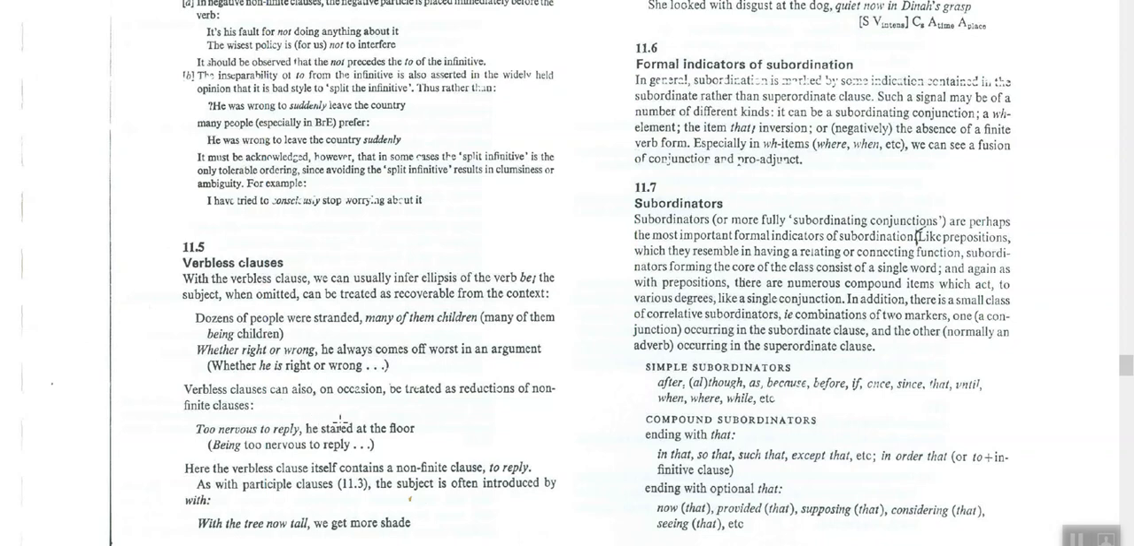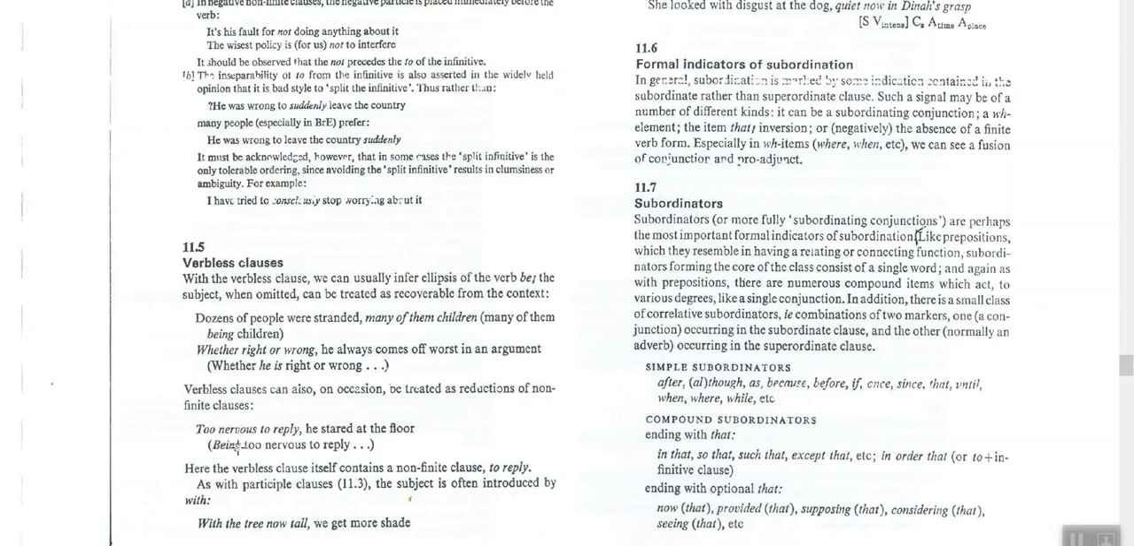Verbless clauses can also, on occasions and sometimes, be treated as reductions of non-finite clauses. So, a verbless clause is what? It is a kind of non-finite clause. So, here we have what? We have a non-finite clause within a non-finite clause. Sometimes we have a play within a play. Remember in Hamlet, sentence within sentence. Here we have a non-finite clause within a non-finite clause. How? Here we have a verbless clause as a reduction of a non-finite.